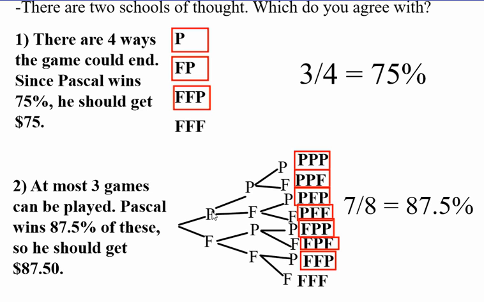So the first game could be Pascal, then Fermat, and then the second game again, Pascal and then Fermat, and then Pascal and Fermat. So you list out all the possibilities. You could have Pascal, Pascal, Pascal, Pascal, Pascal, Fermat, listing all the way down to the last case where you'd have Fermat, Fermat, Fermat. Well, there are 8 different ways that the 3 games could be played out, and in those 8 games, Pascal wins 1 of them, and that's all he needs in order to get to 10. So since he wins 7 of the 8 possible games, he should be paid 87.5%, which would be $87.50.